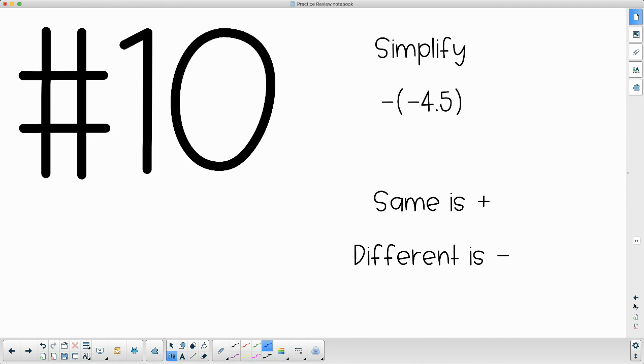This one wants us to simplify. So remember, this means to multiply when we have parentheses. We have a negative sign and a negative sign. Two negative signs, when we multiply, actually end up being positive.